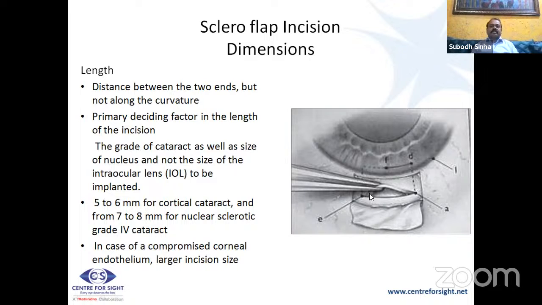So if you look at the dimension, this is the length of the incision, which we decide on the basis of the size of the nucleus. If we find that advanced sclerosis is not there, then we can plan for 5 to 6 millimeter, particularly for cortical cataract. But with advanced sclerosis like grade 4 nucleus, you may have to go for a bigger length of incision. And also in case of compromised corneal endothelium, go for a larger size so that your nucleus delivery is smooth and there is less damage to the corneal endothelium.